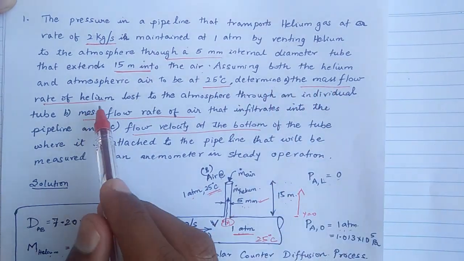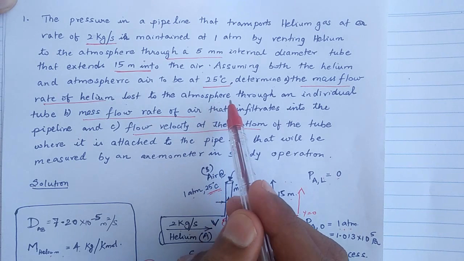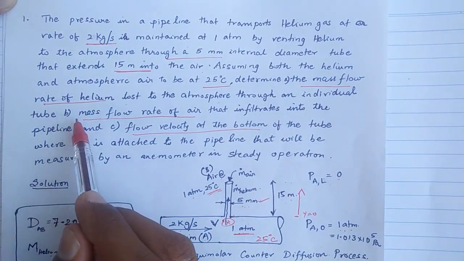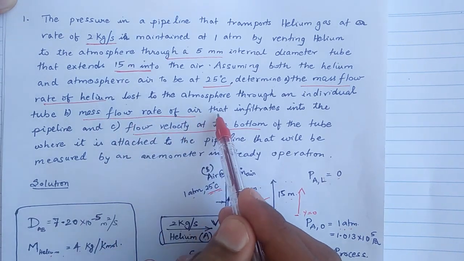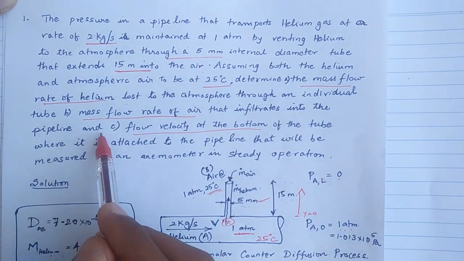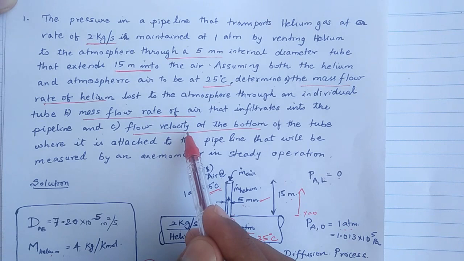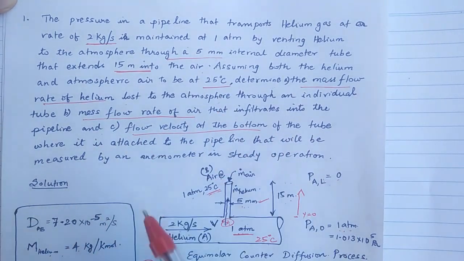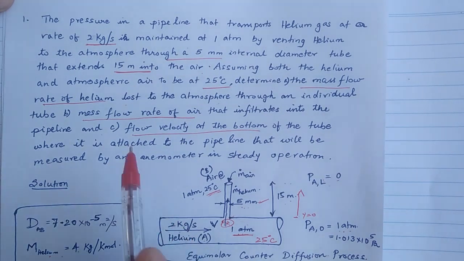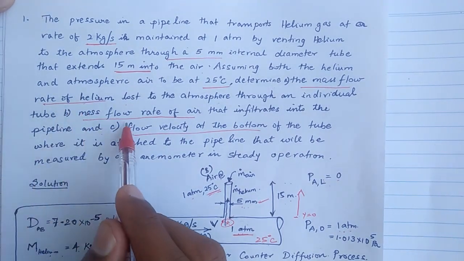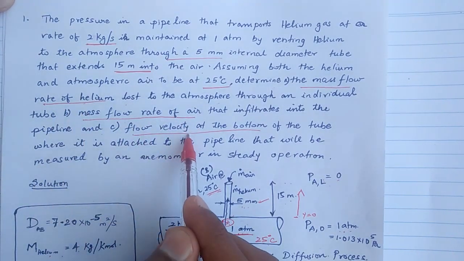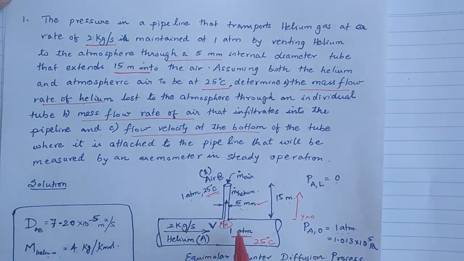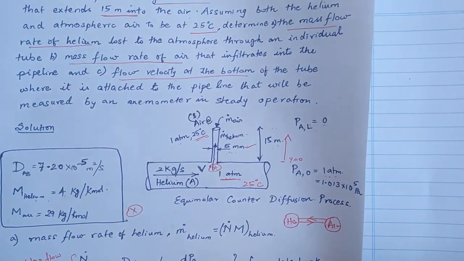Determine the mass flow rate of helium lost to the atmosphere through an individual tube, mass flow rate of air that infiltrates into the pipeline, and flow velocity at the bottom of the tube. So it asked to find three parameters. First is mass flow rate of helium, mass flow rate of air, and flow velocity at the bottom of the tube. So first draw the schematic diagram.